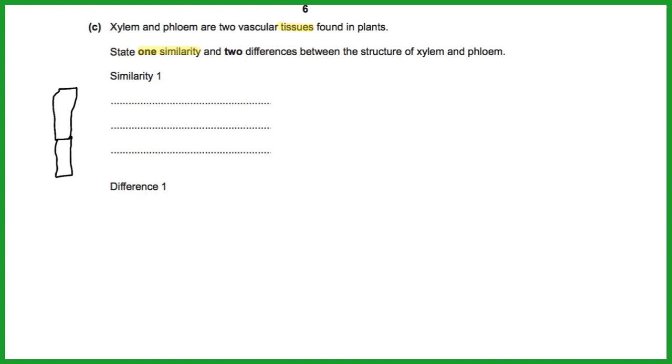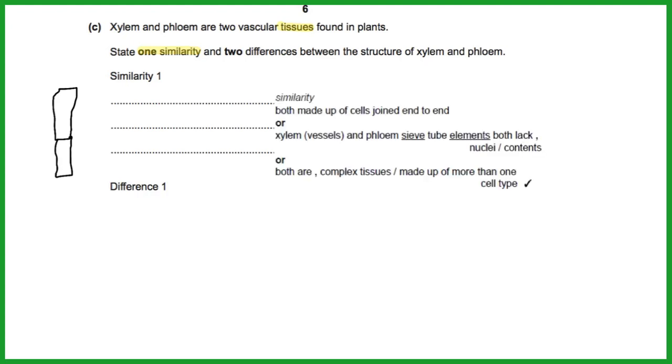Also, you might consider that they are both tissues. That means they're made of a number of different cell types. So similarities: they're both made up of cells joined end to end. Xylem vessels and sieve tube elements both lack nuclei. You must refer to the sieve tube elements, not just to the phloem. And both are complex tissues because they're made up of more than one cell type.